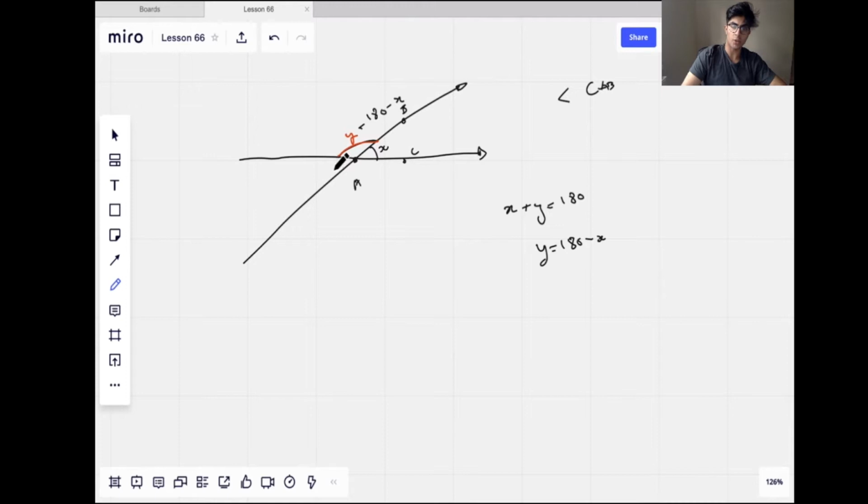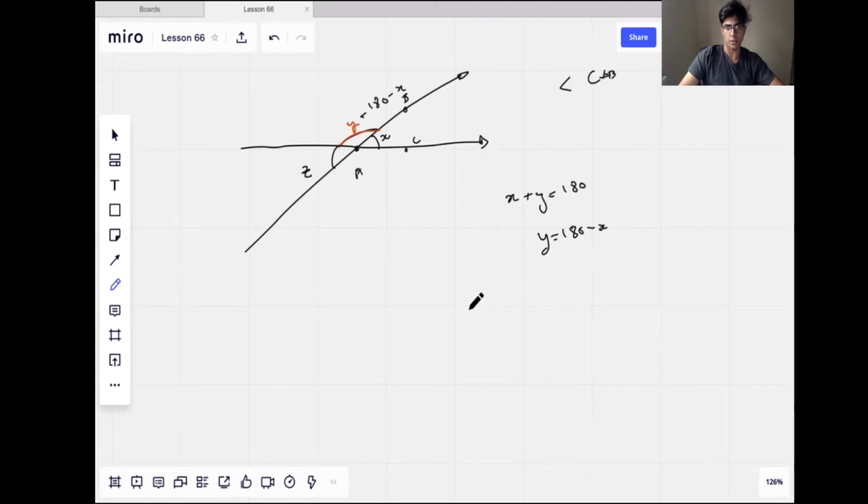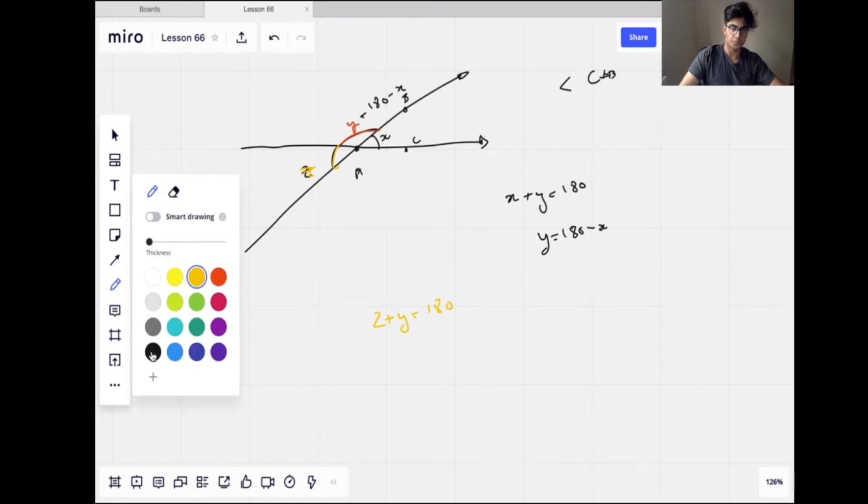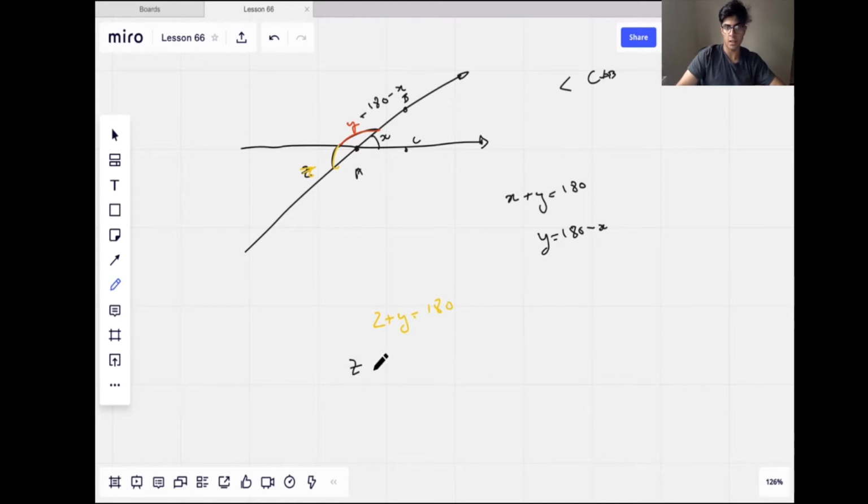But we're also given this other angle z. Let's make that orange. We know z plus y equals 180. But we know y is 180 minus x, so z plus 180 minus x is equal to 180. If we take away 180 from both sides, we're left with z minus x equals 0, which means z is equal to x. So instead of writing z here, we can just write x.